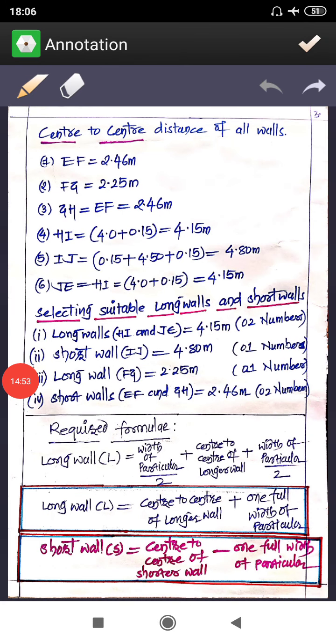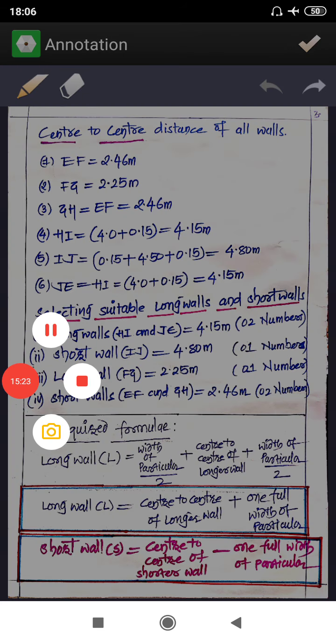Now see here, I have written the required formula. Long wall: half of width of particular plus center to center of a length plus half of width of particular. It means that long wall is equal to center of a wall plus one full width. Short wall equals center of a wall minus one full width of particular, right? So that is the criteria of long wall and short wall. Now we'll go to the quantities.